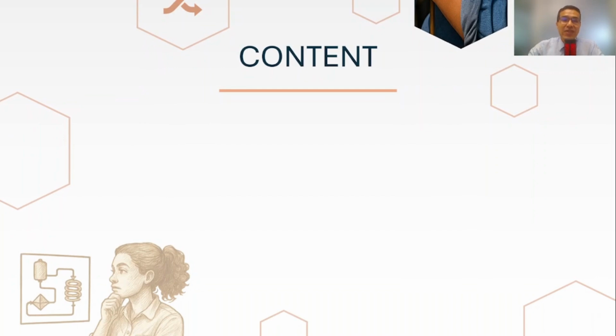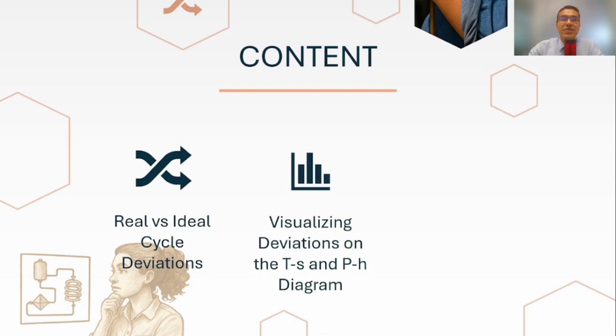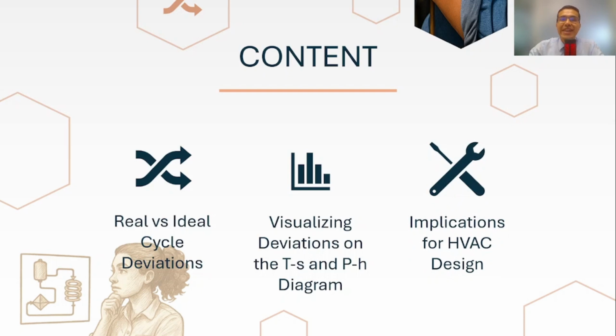This video is structured around three major concepts. First, we'll explore how real vapor compression cycles deviate from the ideal due to practical limitations like friction, pressure drops, and imperfect heat transfer. Then we'll use a pH diagram and TS diagram to visualize how these deviations shift the cycle's shape, requiring more compressor work and reducing cooling effect.